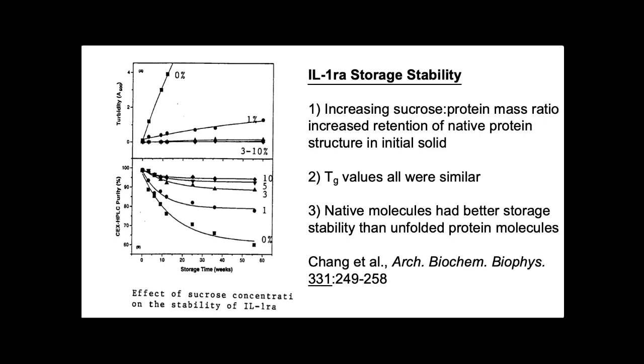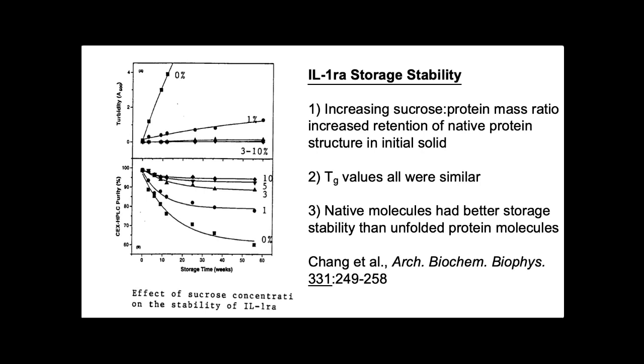This is a look at an interleukin-1 receptor antagonist. Turbidity after rehydration, which is an indicator of aggregation, goes up tremendously as a function of storage time if there's no sugar present. But as sucrose is included in the formulation, you can completely inhibit turbidity increases. Similarly, chemical degradation, in this case shown by cation exchange chromatography, which is indicative of deamidation, can be greatly inhibited as you have higher and higher sugar concentrations.